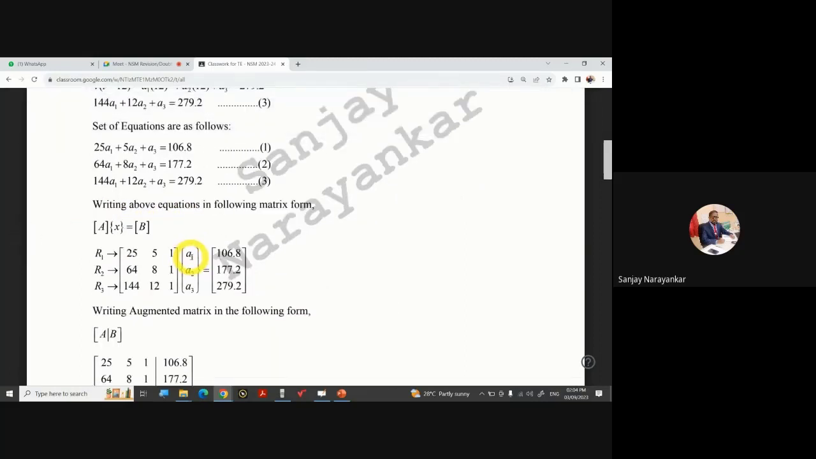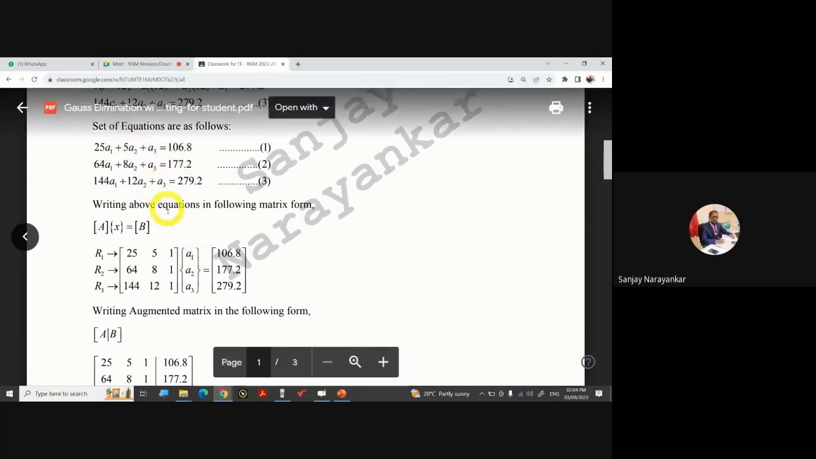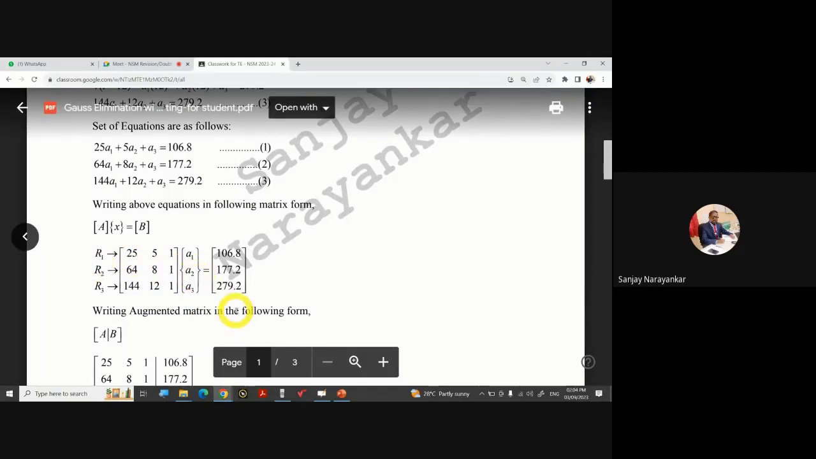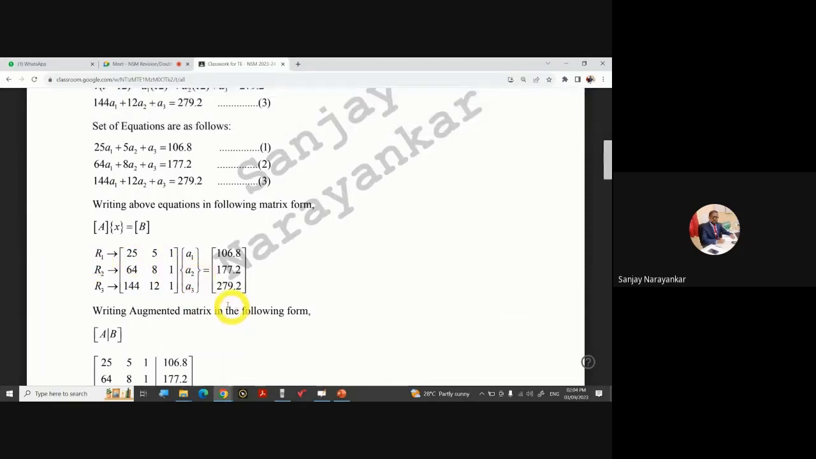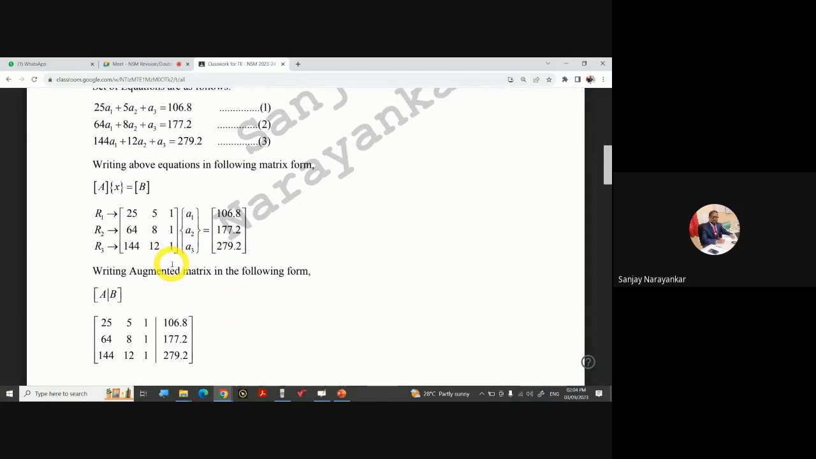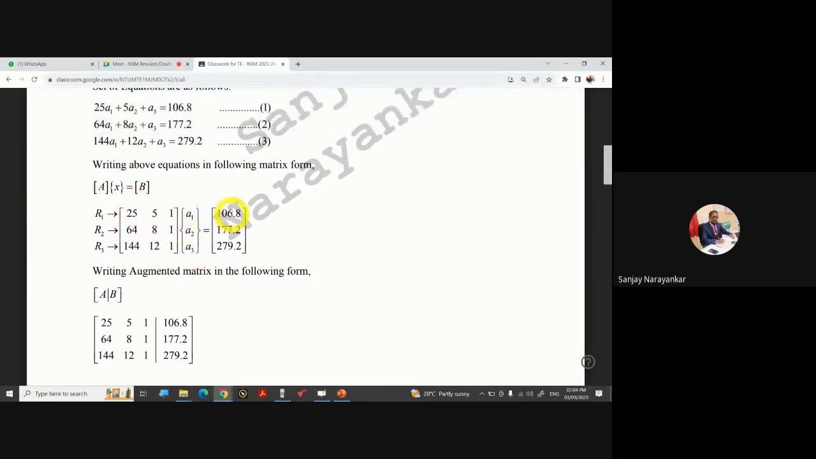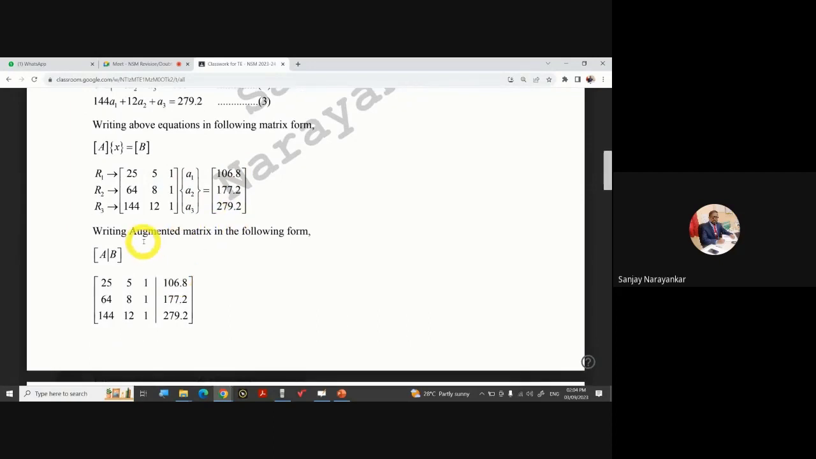When you are using Gauss elimination with partial pivoting, first of all, we'll convert the equations into matrix form. So what is the matrix form? AX = B. This is the matrix form. And we are only doing row operations, not column operations, because we are doing partial pivoting with row operations, right? So after writing these equations in the form of a matrix, we will have a coefficient matrix, a variable vector, and the constant column, right? Then we will write the augmented matrix.